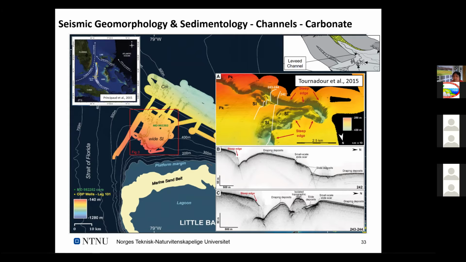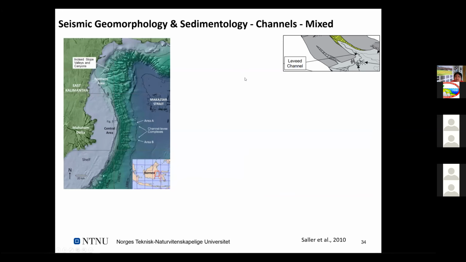And now we also have a good example where we have a mix between carbonate and siliciclastic. This is an example from Indonesia, from the Makassar Strait, where this is the bathymetry data. Now we are going to this area here, where we have these canyon channels and MTD.